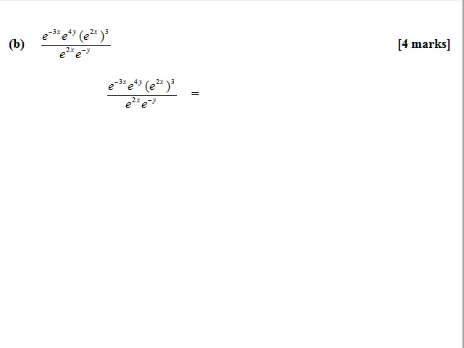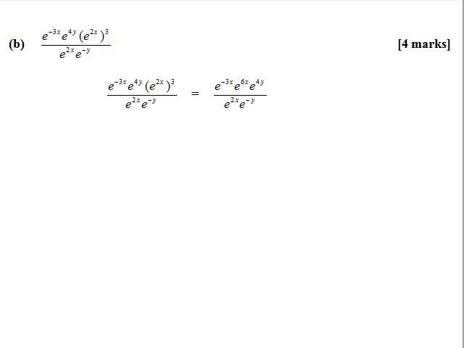In this example, we'll start by expanding the brackets. E to the 2x cubed gives us e to the 6x, so there's e to the minus 3x, which is there, e to the 6x, which was the bracket, e to the 4y is there.